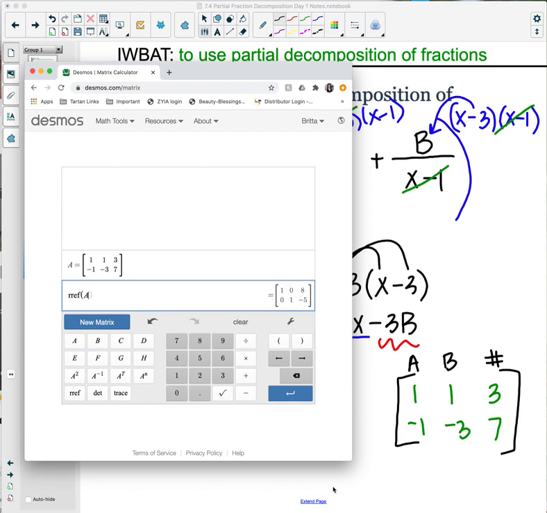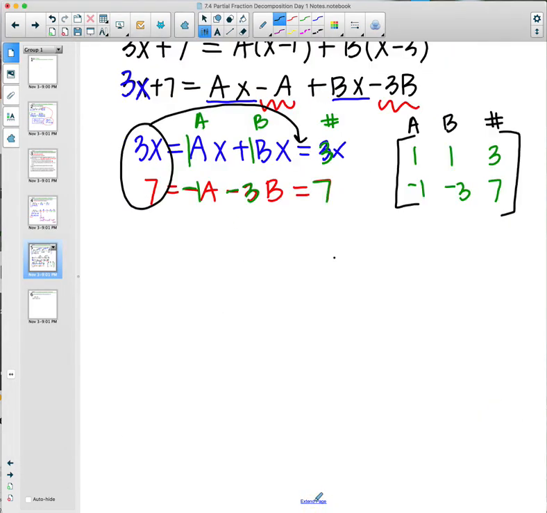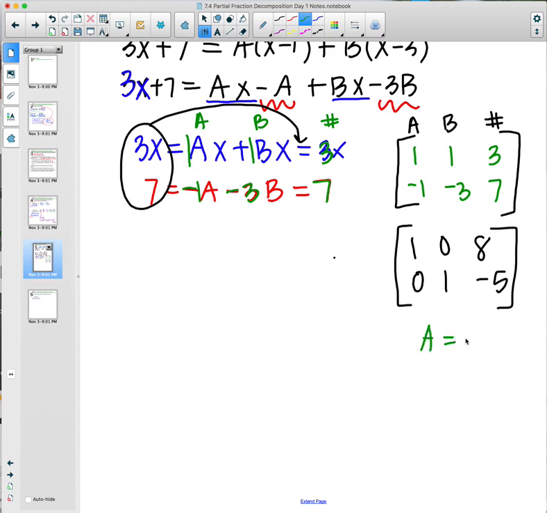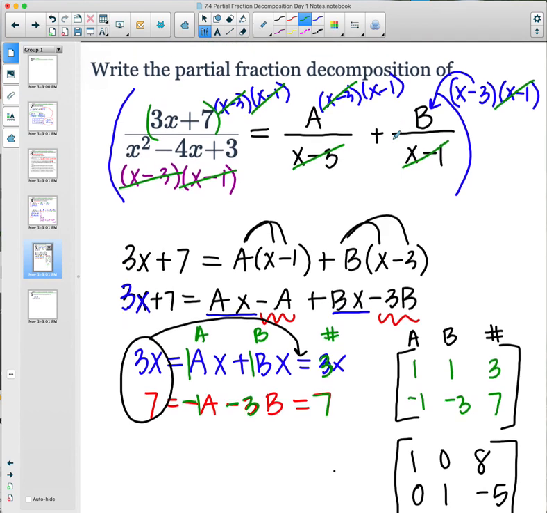So you have 8 and negative 5. So let me just get that written down on here. So when we simplified this, we had 8, and then we had negative 5. So remember, this first column was the A, so this is saying that A equals 8, and this bottom one is saying that B equals negative 5. So these are our coefficients that we solved for from this partial fraction that we wrote.